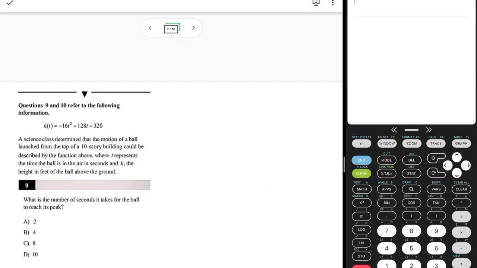So we can first factor out a 16 and then factor this entire equation. Let's first factor out the negative 16. So this would be t squared. 128 divided by negative 16 will get you negative 8. And then 320 divided by negative 16 gets you negative 20.